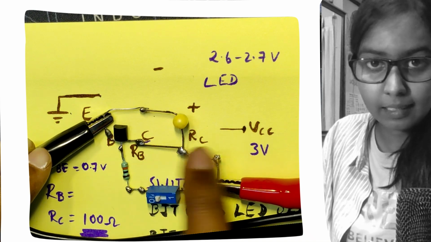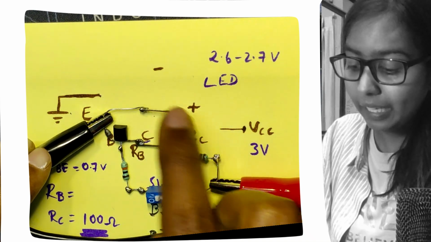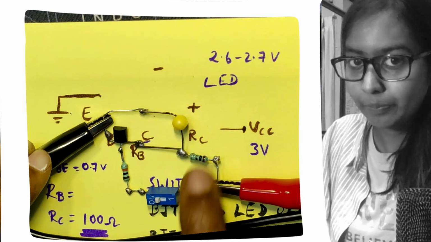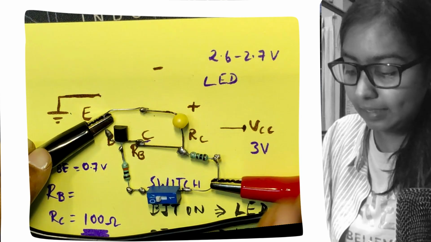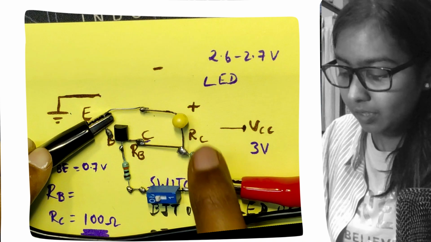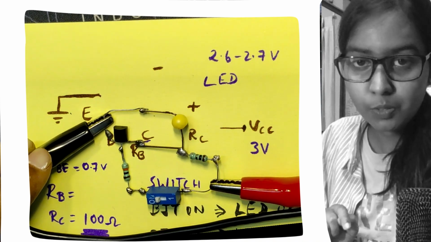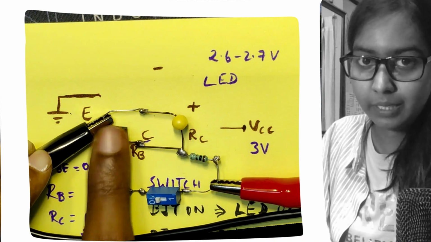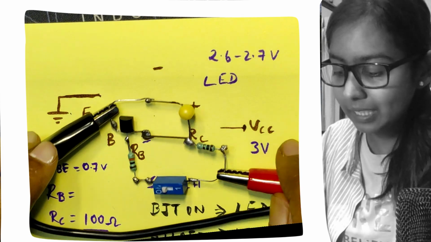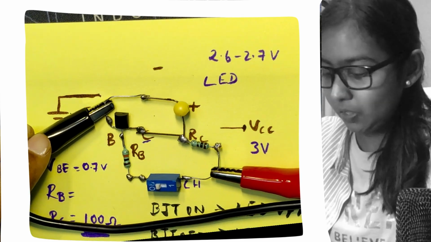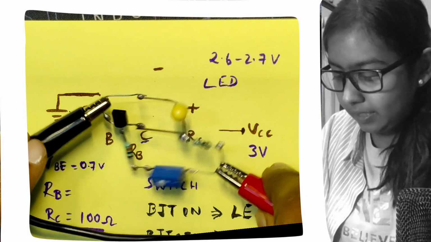So no current flows through the LED. There is no chance for any current to flow through this LED. So that is the reason the LED is off when the switch is on. BJT is the switch. So this is how the BJT acts like a switch in this case. Switch off this and I'll put it here.